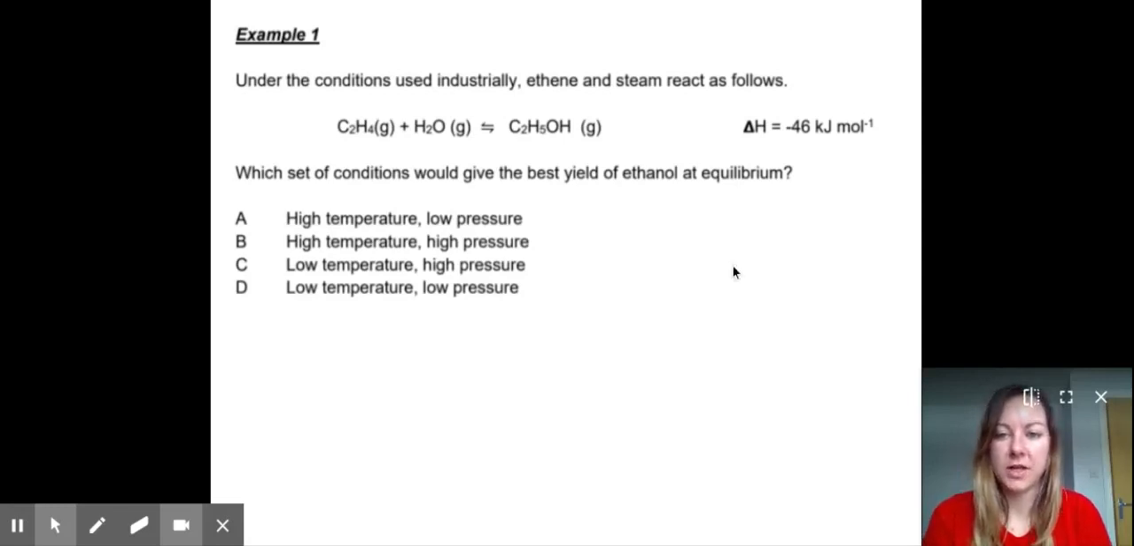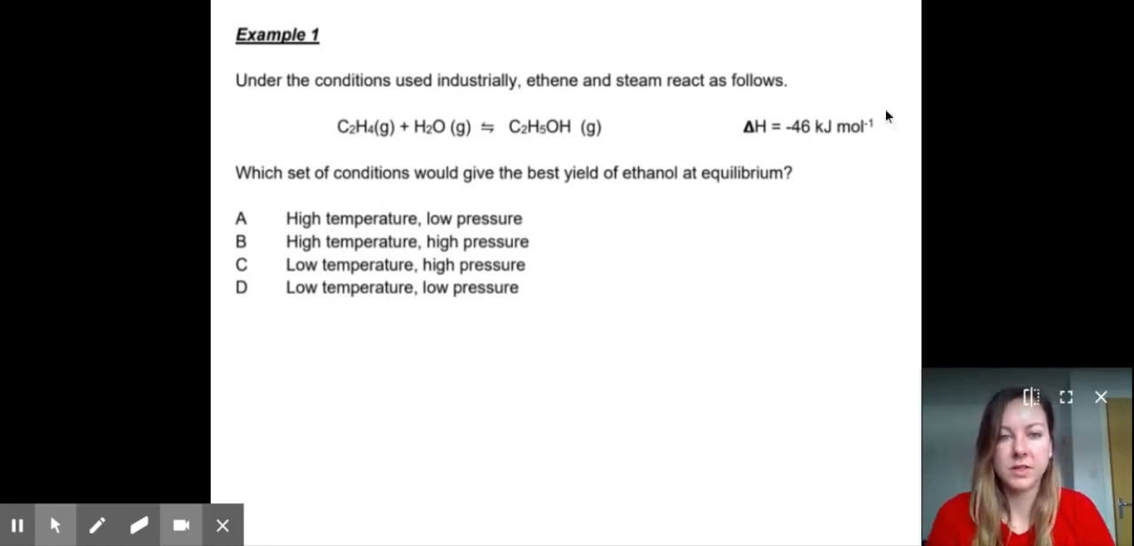And it says, which set of conditions would give the best yield of ethanol at equilibrium? This is one of the reasons that we study equilibrium, is to gain the most product we possibly can. So we are going to be able to manipulate a system to make sure that we are getting the most product out that we can. So we're given some options here, and we are going to have to combine our knowledge of pressure and temperature and how both of those affect the equilibrium.